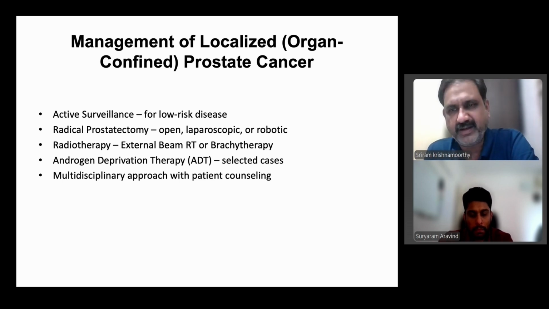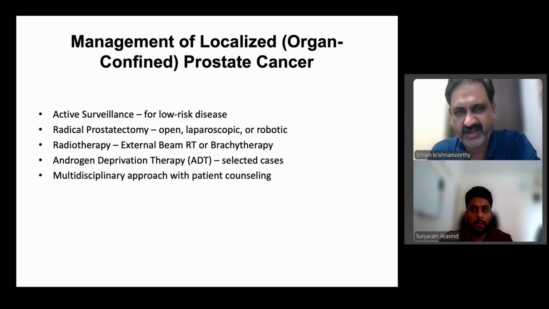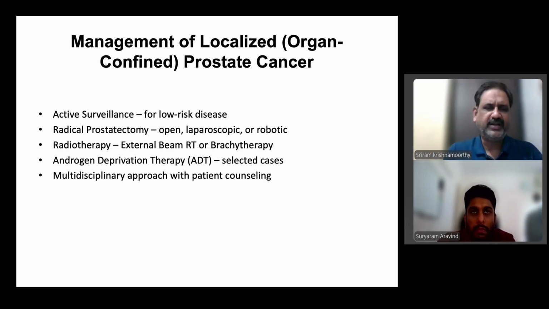Please remember, active surveillance for low risk disease is an option only if you can put the patient on active surveillance. If the patient cannot be put on active surveillance, radical prostatectomy will be the treatment of choice, even if it is a low risk disease, organ confined disease. Is that clear? Yes or no? Yes, sir. Okay.